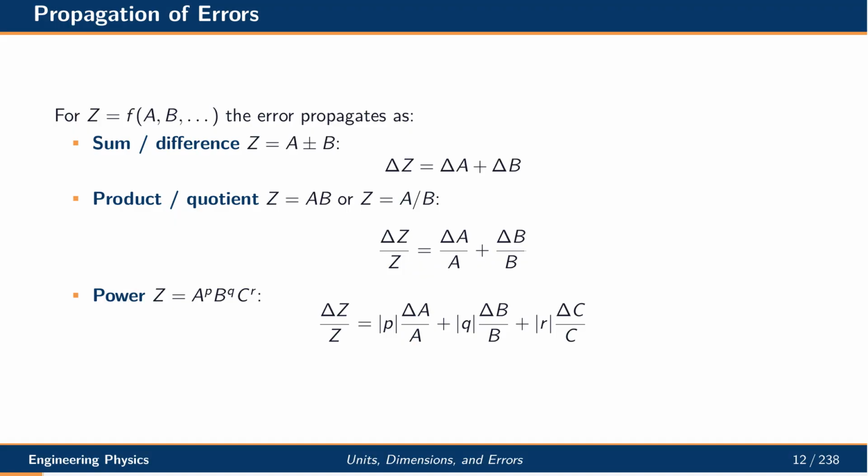When physical quantities combine, their errors propagate to the result. For sums or differences, the absolute errors add. For products or quotients, the relative errors add. When quantities are raised to powers, the relative error is multiplied by the absolute value of the exponent before adding. These rules help us estimate the uncertainty of any derived quantity.